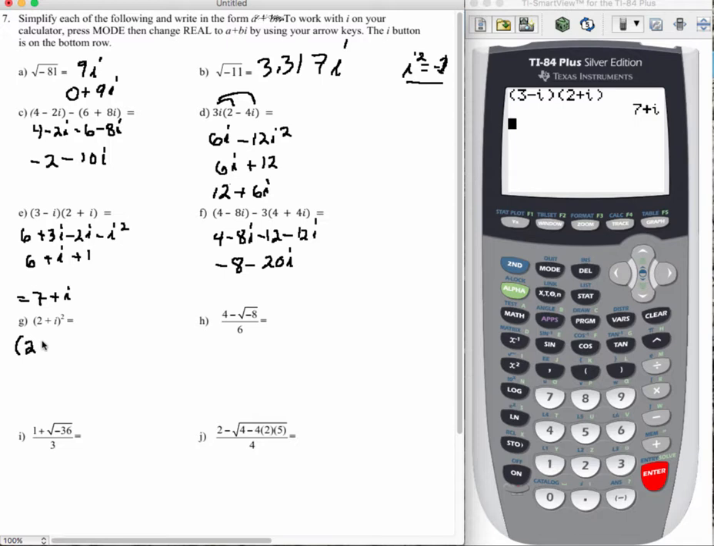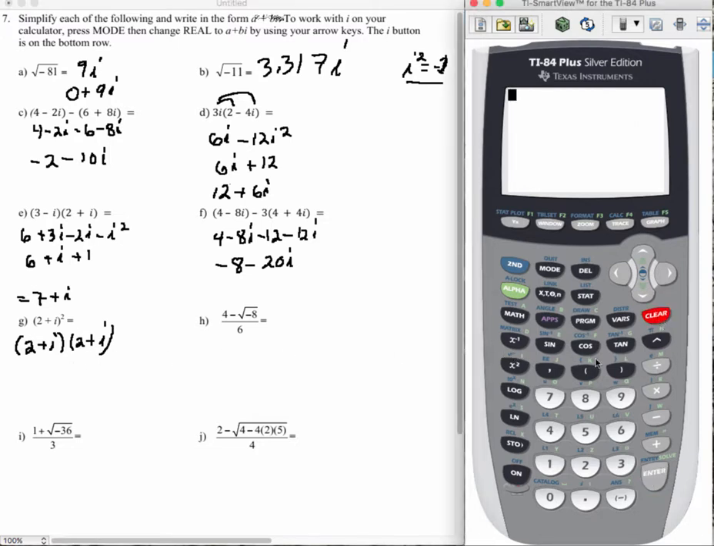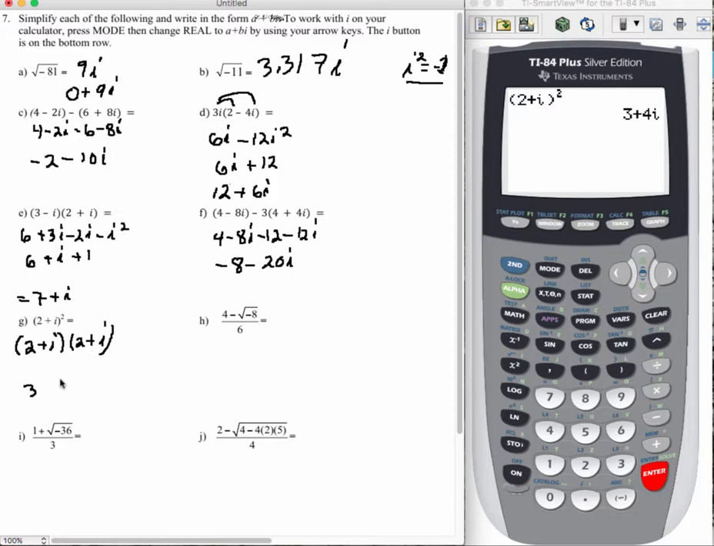2 plus i squared is 2 plus i times 2 plus i. And so again, we would end up using FOIL on that. But we're going to go ahead and let the calculator do that one for us, just to get some of them in here on the calculator. So we'll go second i, after we get our 2 plus in there, and we're going to go ahead and square that. And we get back 3 plus 4i. I invite you to go through the work of using FOIL on that and collecting like terms and showing that it really does come out to 3 plus 4i.